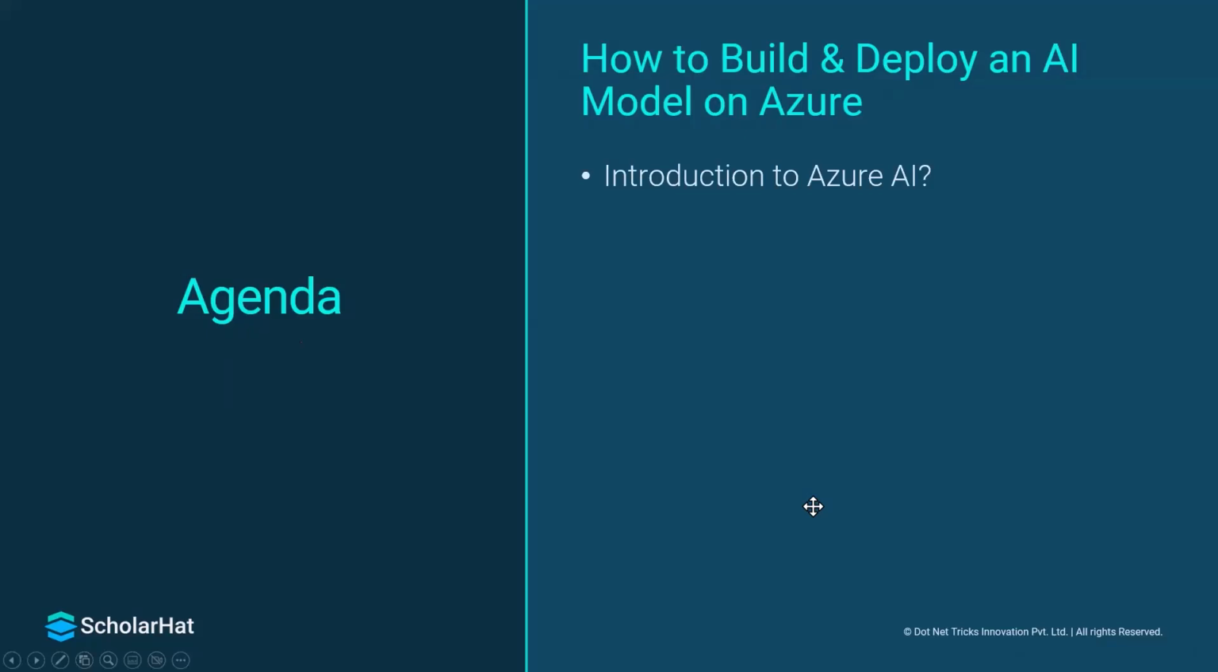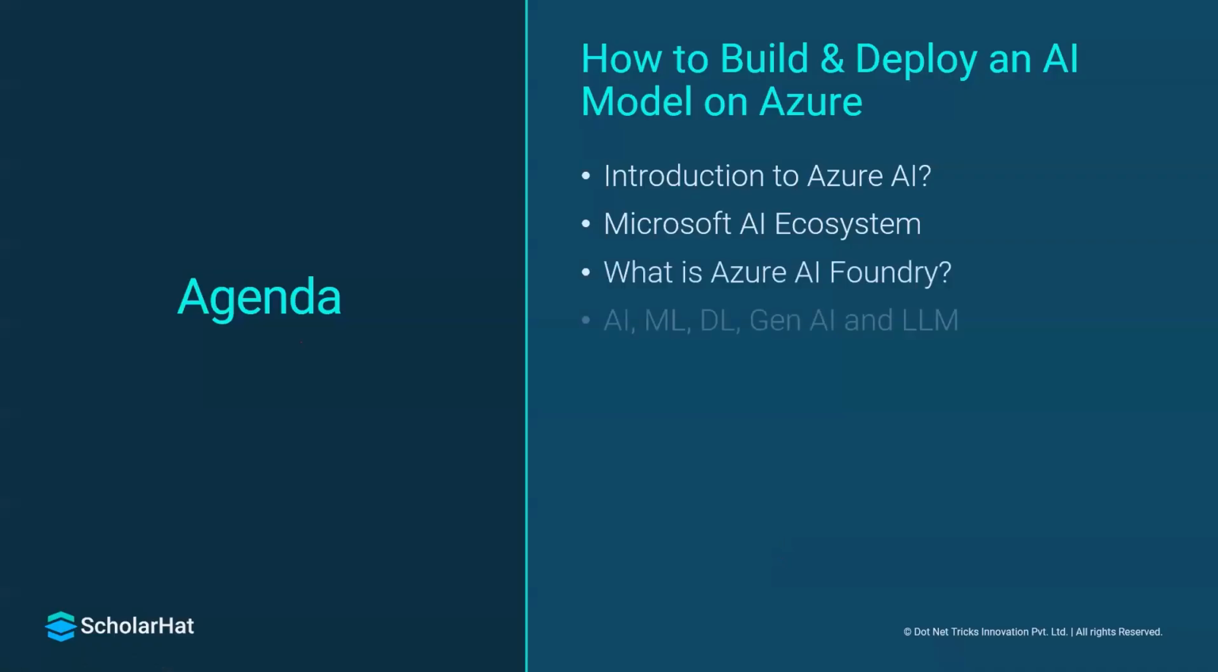we need to understand what the Microsoft Azure AI is, how the Microsoft AI ecosystem looks, what the Azure AI Foundry is, and how the various terms are connected to each other. Let's say how AI is connected to ML and DL. We have deep learning, we have generative AI, we have the various LLMs, and based upon the LLMs, we have the various generative AI tools, including Chat GPT, DeepSeek and many more.